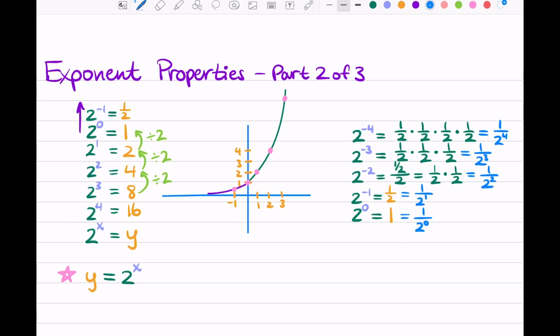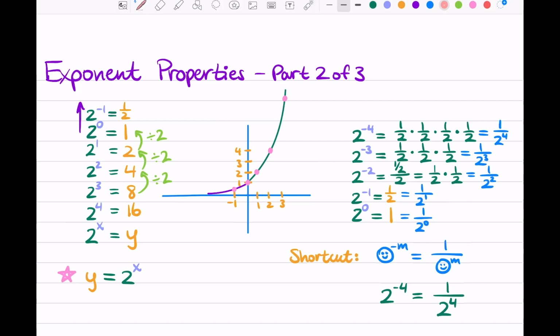But the main thing to notice is that we found a shortcut to write negative exponents using positive exponents. If we have some number to the negative m power, we could write this as 1 over that number to the positive m power. So 2 to the negative 4th power became 1 over 2 to the 4th power.